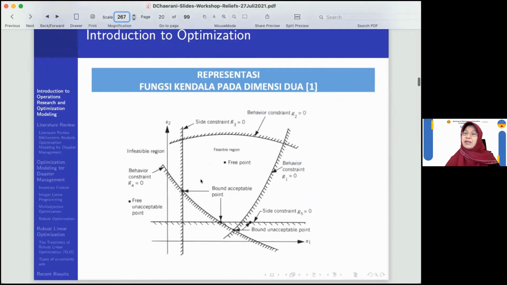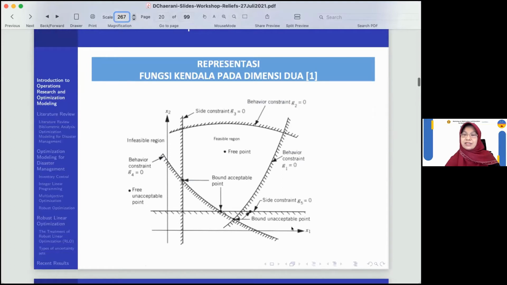If we put a picture in two dimensions, this is the picture of the functions and also the feasibility. Here you can see the side constraint. We can put a straight line here because it equals 1. And then the other functions, such as the behavior constraint. So these are what will become the feasible region. It will help us to make decisions, meaning that the decisions we take need to be in the feasible region.